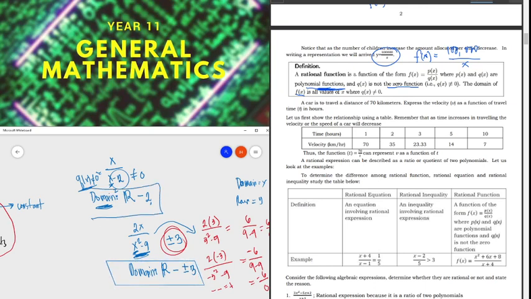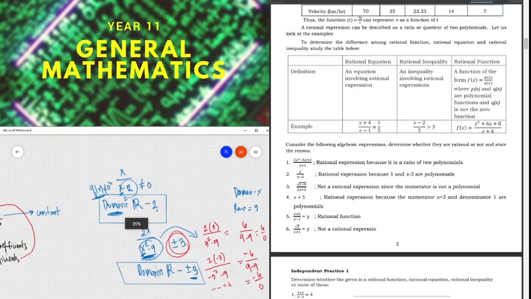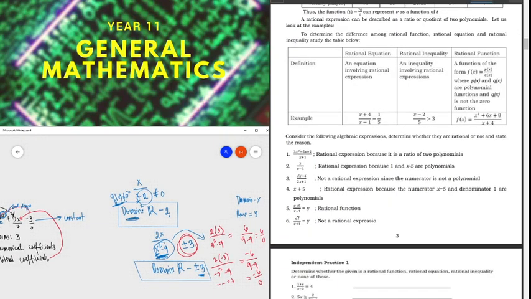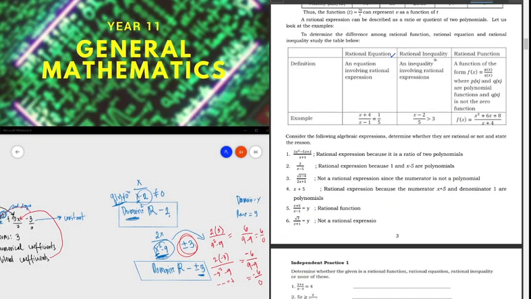So be careful again on how to get the domain. Look at the denominator, look for a number that will make the denominator 0. Then you are not going to include that number. Okay, so that is how you're going to get the domain. So let's proceed here. What is the difference between rational equation, rational inequality, and rational function?